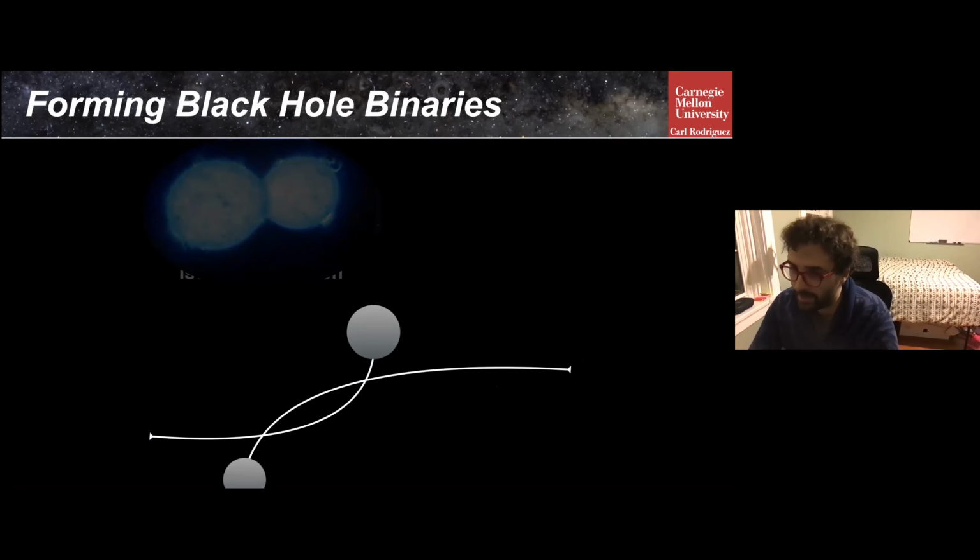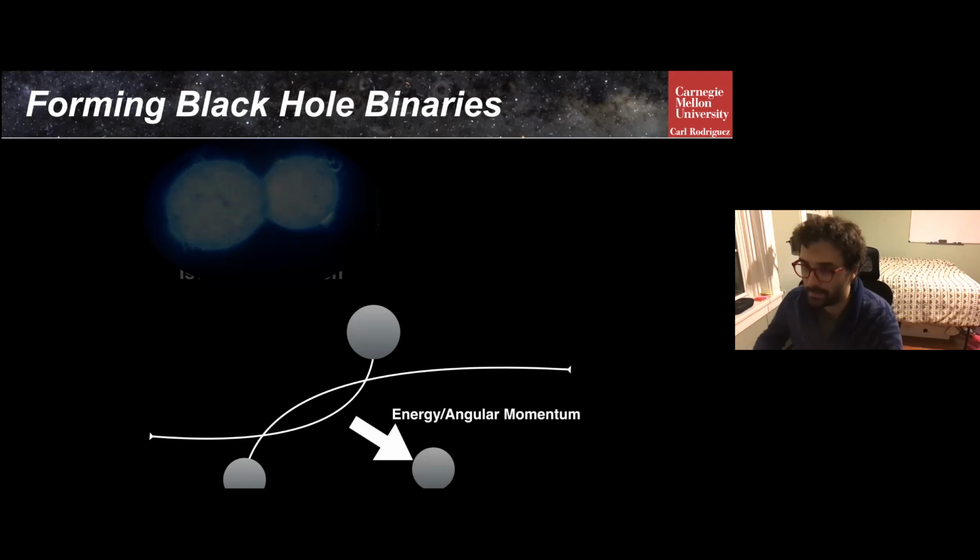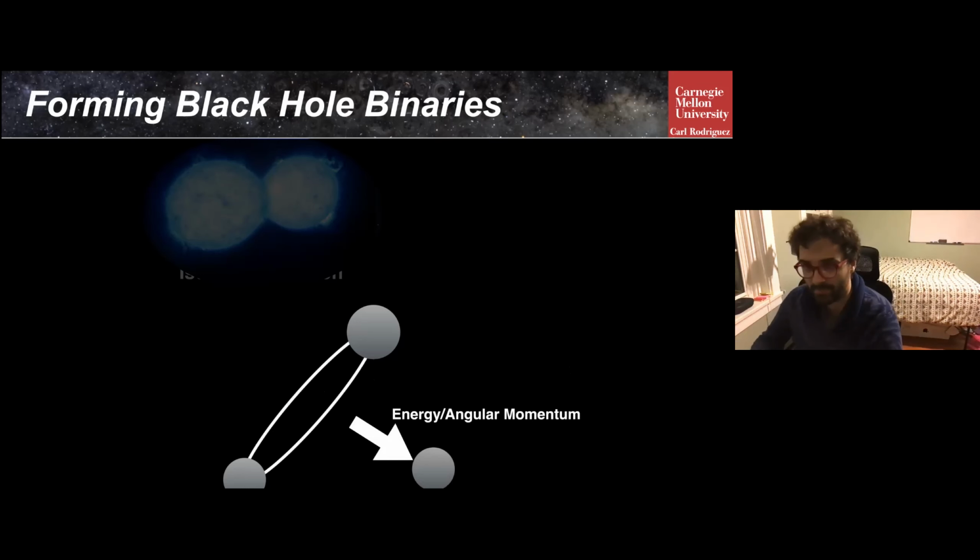But if I expand the number of objects in this interaction from two bodies to three bodies, then I can actually have a far richer set of outcomes available to me when these encounters occur. In particular, if I allow a third body to be nearby during the two-body encounter, I can essentially dump the excess energy and angular momentum of that two-body encounter onto the third body, creating a bound system. And the third body just carries away some of that excess energy.